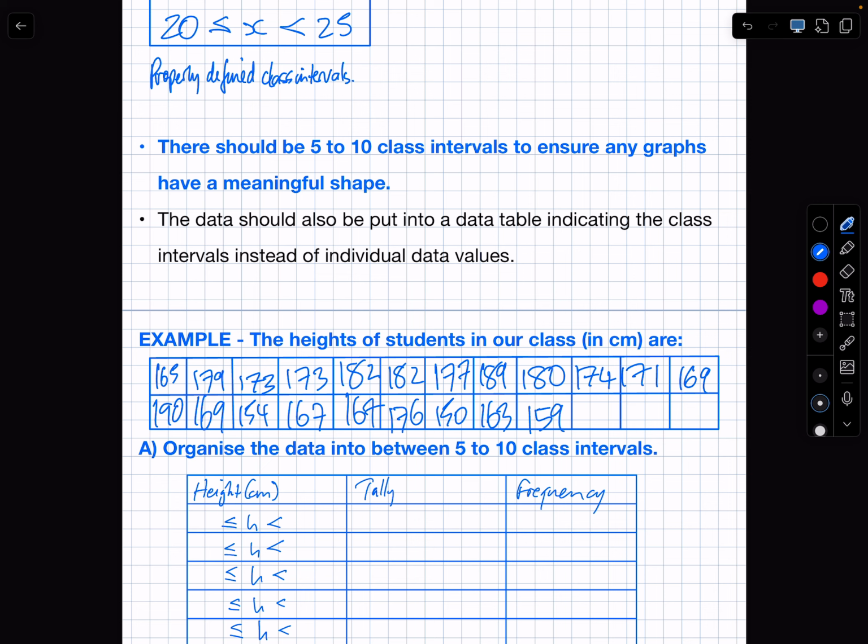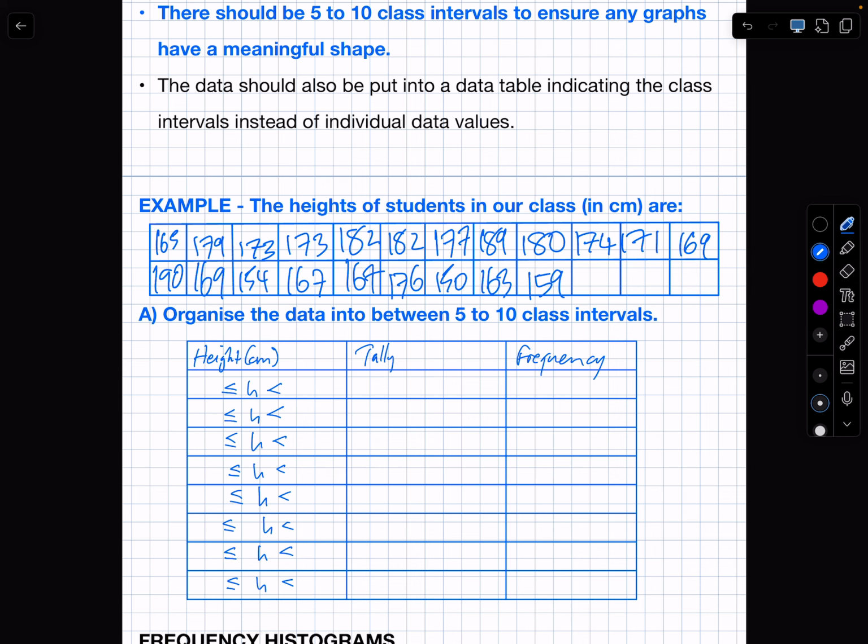All right, look at the numbers. What's the biggest number here? 190. What's the smallest? Okay, we need to come up with class intervals. We need spreads that are going to have 5 to 10 groups. What groupings can I do to make sure there are 5 to 10 groups if I'm going from 150 to 190? Can I go up in tens? Can I go from 150 to 160, 160 to 170, 170 to 180, 180 to 190? How many groups would that be?